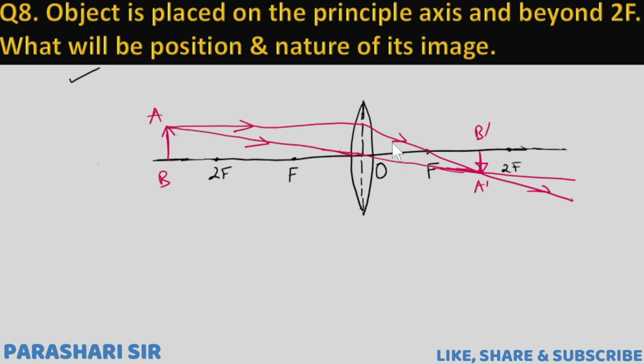You must show these arrow signs. The interesting point is, you can start any number of rays from point A. Refracted rays will always meet at A dash. Try yourself. This image is real, inverted, and diminished.